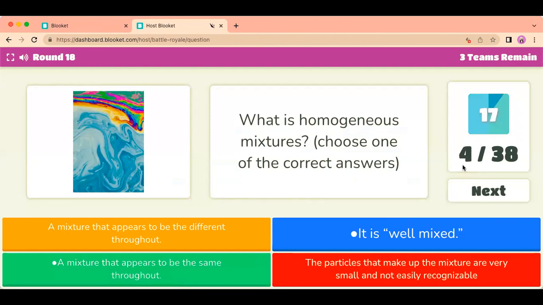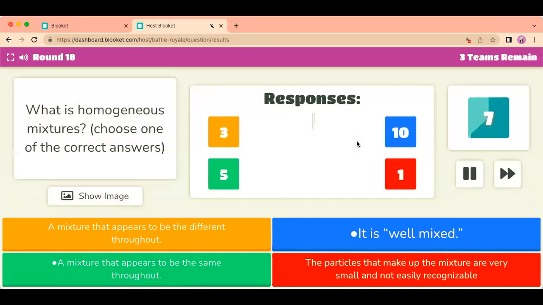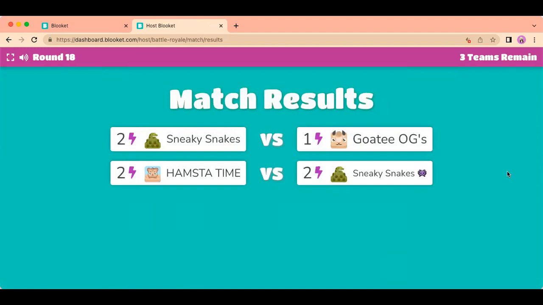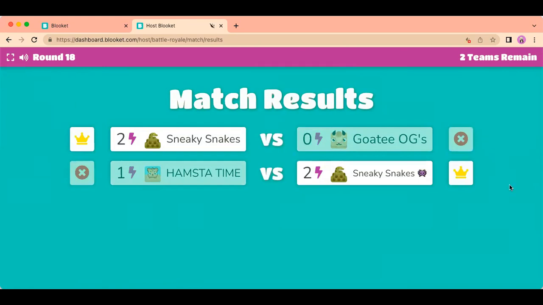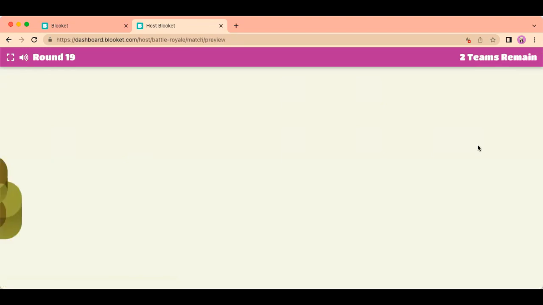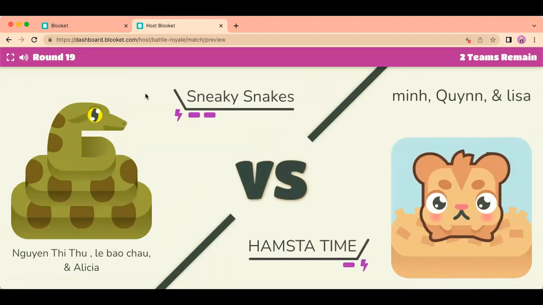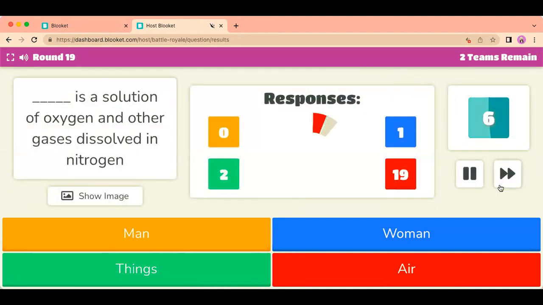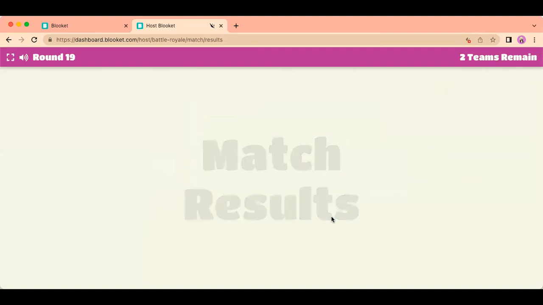5, 4, 3, 2, 1, and stop. The goodies have been eliminated. 2 more teams left. This is the final round, I guess. Are you still in the game, Alice? Yeah. We are still in the game. Okay. 5, 4, 3, 2, 1. Let's see who's the winner. The match results.